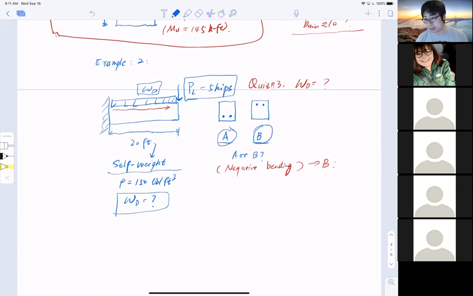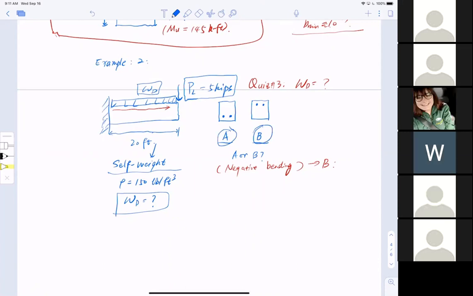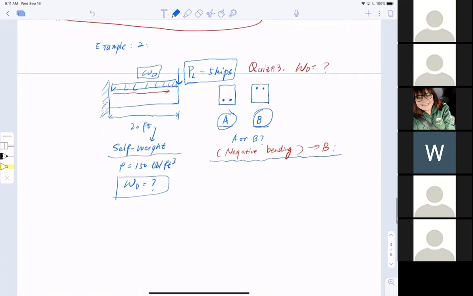My next victim is going to be JD, Mr. Crawford. Hey, how are you doing, man? Doing great. How are you? Not too bad. So recall, we said this configuration of reinforcement. Which one should we go for, A or B? B. B, right? Because it is negative bending. Negative bending, great. So remember, always put the bars on the tension side first.